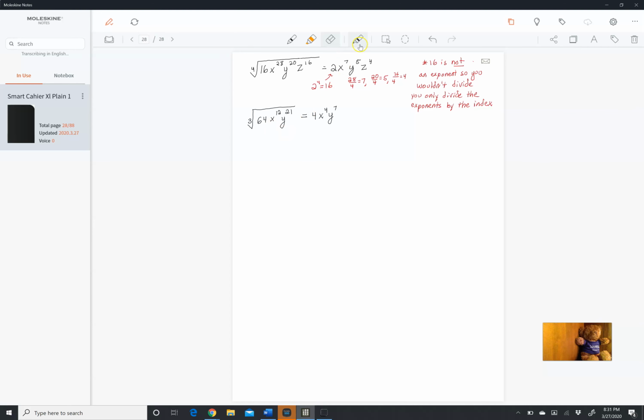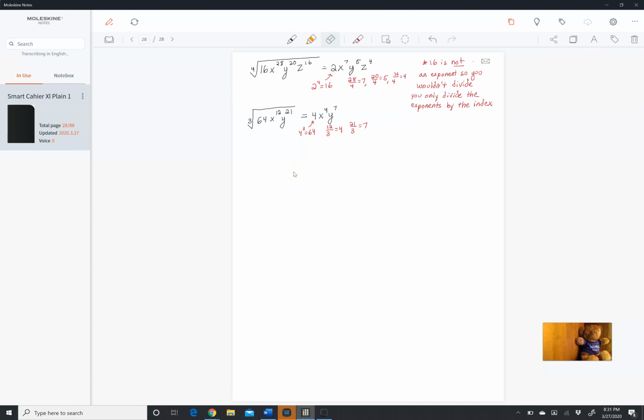Okay, and again, last time, I'm going to put this in here. The 4 comes from the fact that 4 to the 3rd power is 64. Okay, so 64 is not an exponent, so you wouldn't divide by 3. You're looking for something that to the 3rd power gives you 64. And then here, we're taking the exponents and we're dividing each of the exponents by 3. That's how we're getting the new exponent. Okay, that's how we're getting our answers.